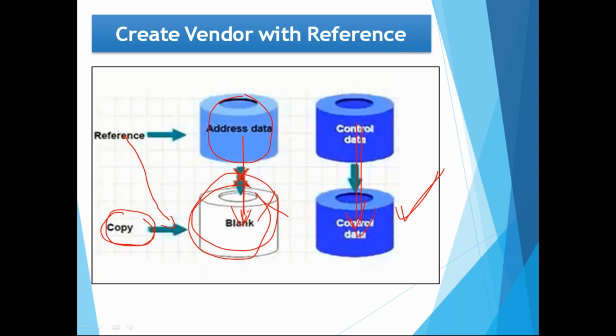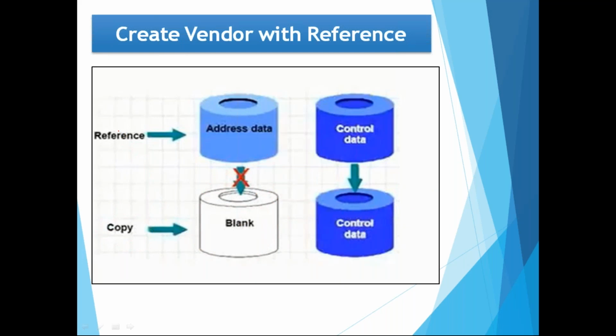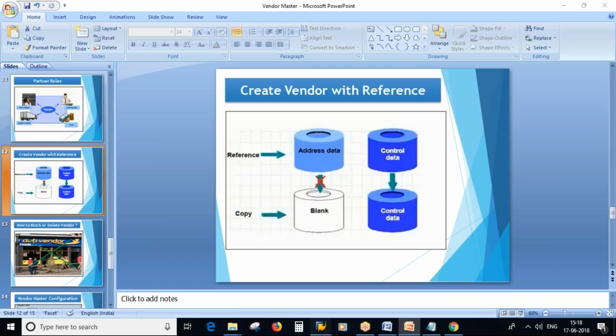Bank details, reconciliation data, all data will be copied, except address. Address will not get copied. I'll show you how to do that.